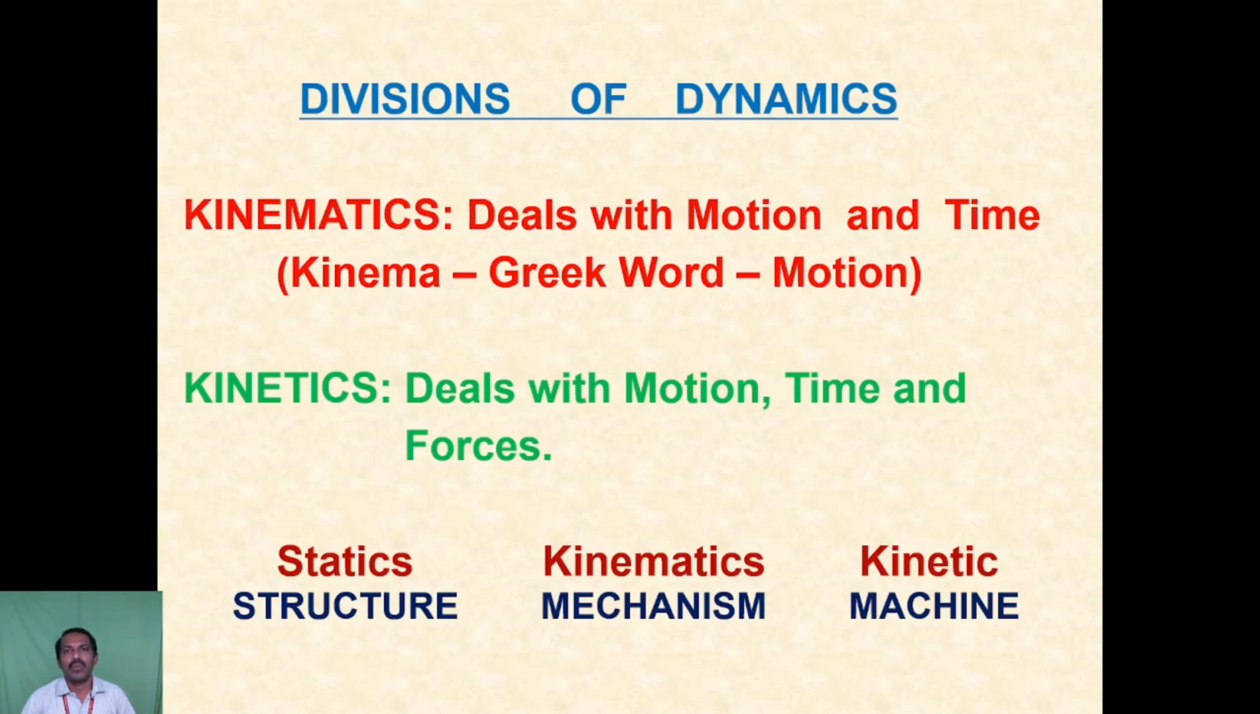Next, there are two types of dynamics: one is kinematics, another one is kinetics. Kinematics deals with motions and time, and kinetics deals with motions, time, and force. Because kinematics will not consider the force, statics is a structure, kinematics is a mechanism, and kinetics is a machine.